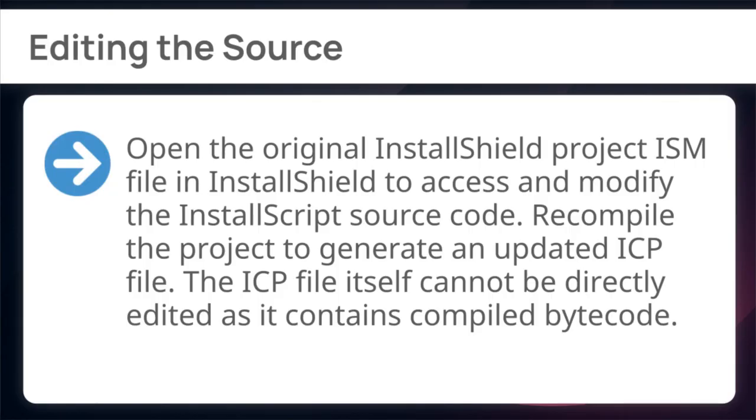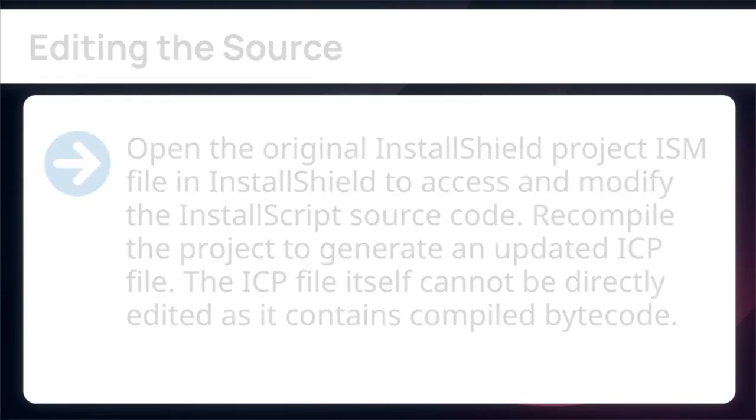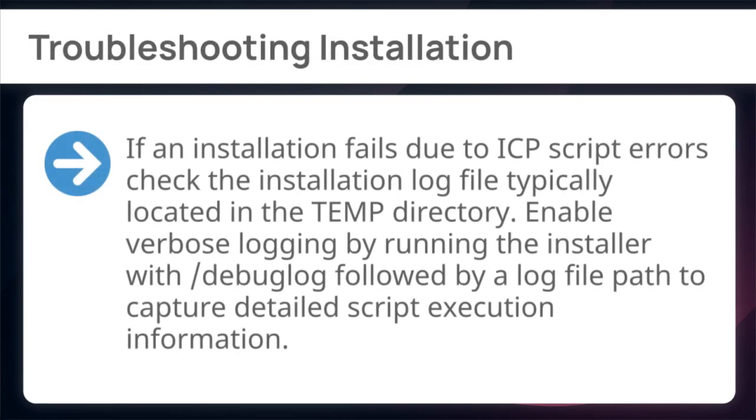The ICP file itself cannot be directly edited as it contains compiled bytecode. Next, troubleshooting installation. If an installation fails due to ICP script errors, check the installation log file typically located in the temp directory. Enable verbose logging by running the installer with debug log, followed by a log file path to capture detailed script execution information.